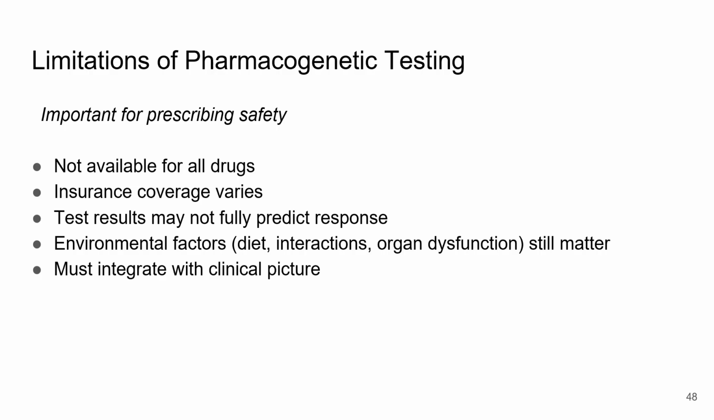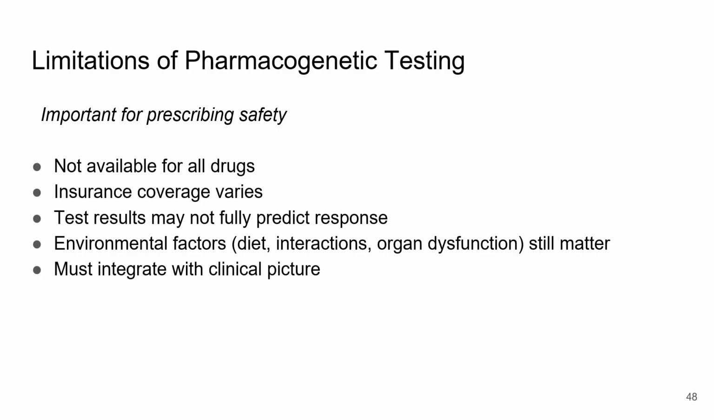And even when testing is available, the results don't perfectly predict how a patient responds. So we cannot test every single genetic influence on drug behavior. Remember that environmental and clinical factors will still matter. So things like diet, drug-drug interactions, age, kidney and liver function, overall health of the patient.